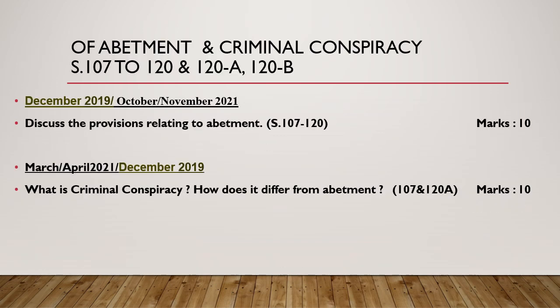Next, the concept of abatement and criminal conspiracy. Abatement is section 107 to section 120, and criminal conspiracy is section 120A and 120B. In that, the important questions asked in LLB: discuss the provisions relating to abatement. This question is asked 3 times. And what is criminal conspiracy? How does it differ from abatement? So differences between criminal conspiracy and abatement are asked.